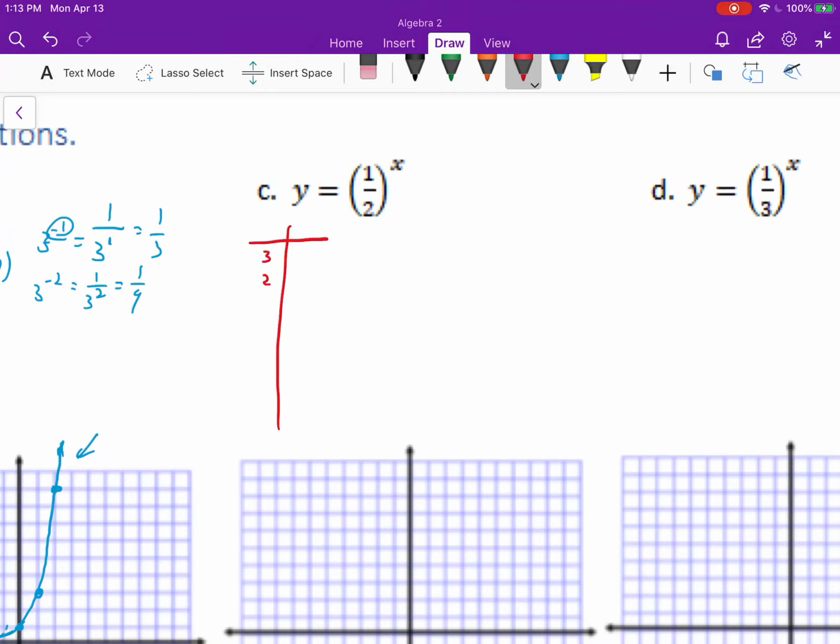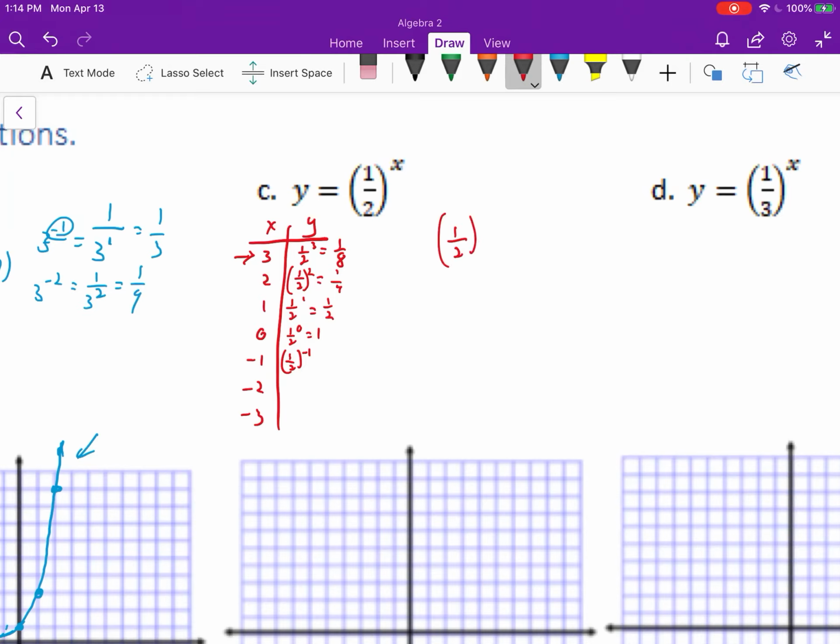So same idea. We'll put in 3, 2, 1, 0, negative 1, negative 2, negative 3. You're going to notice something here as we go through this. So this is 1/2 cubed, which is 1/8. I'm not going to write the points. It's just 3 and 1/8. 1/2 squared is 1/4. So we have the 2 and 1/4. 1/2 to the first is just 1/2. 0. So 1/2 to the 0 is 1.